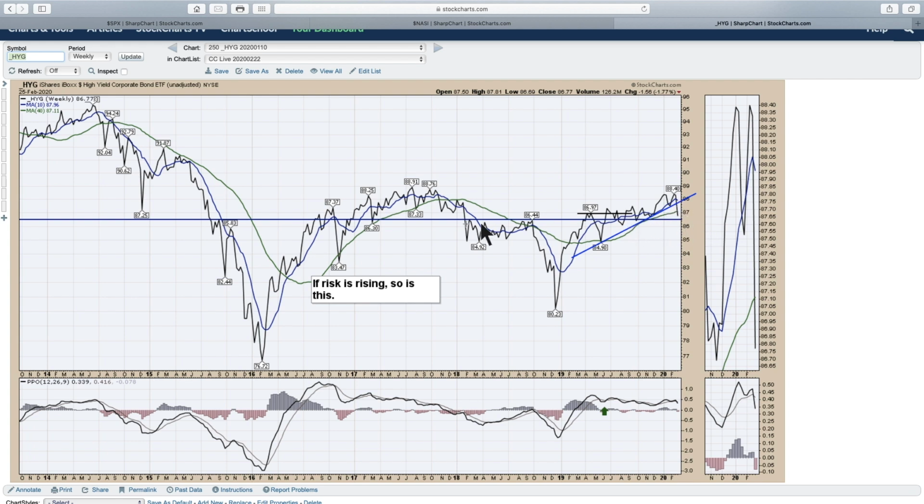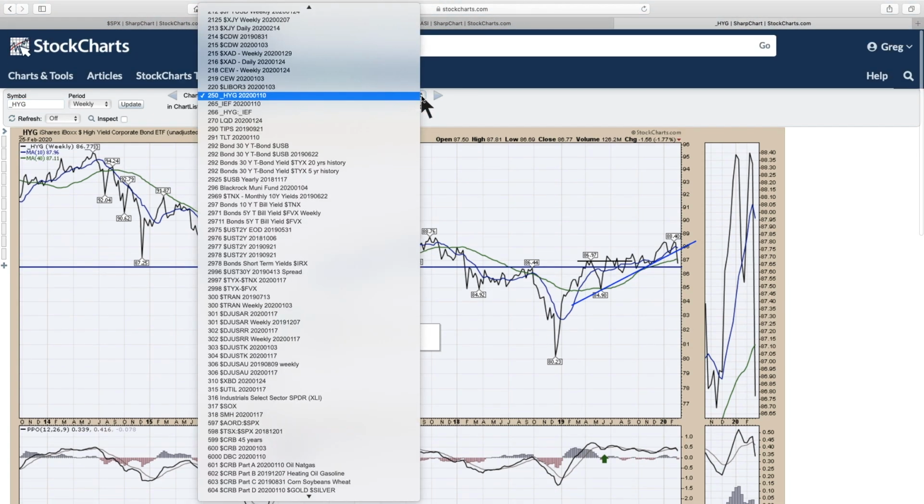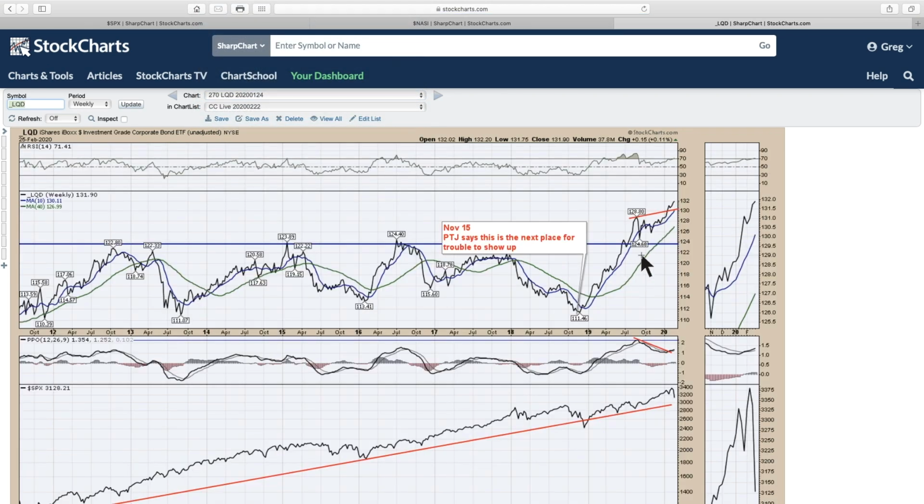I would say there's horizontal support in here. Now this is the unadjusted, so I've backed out the dividend payment. I want to skip down to look at the 30-year. Well, actually, let's look at the corporate bond. This thing is still screaming higher, and Paul Tudor Jones says this is the next place for trouble to show up.